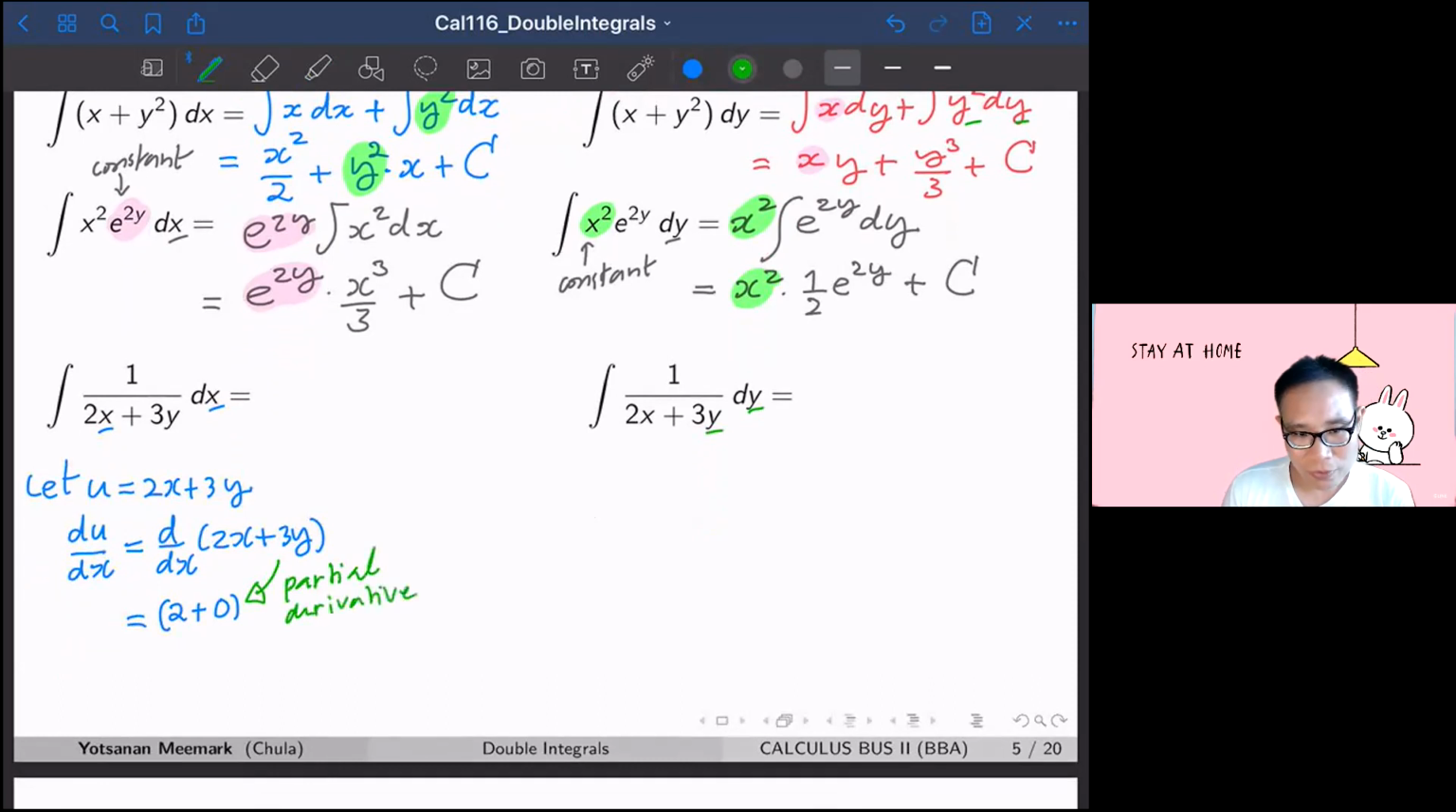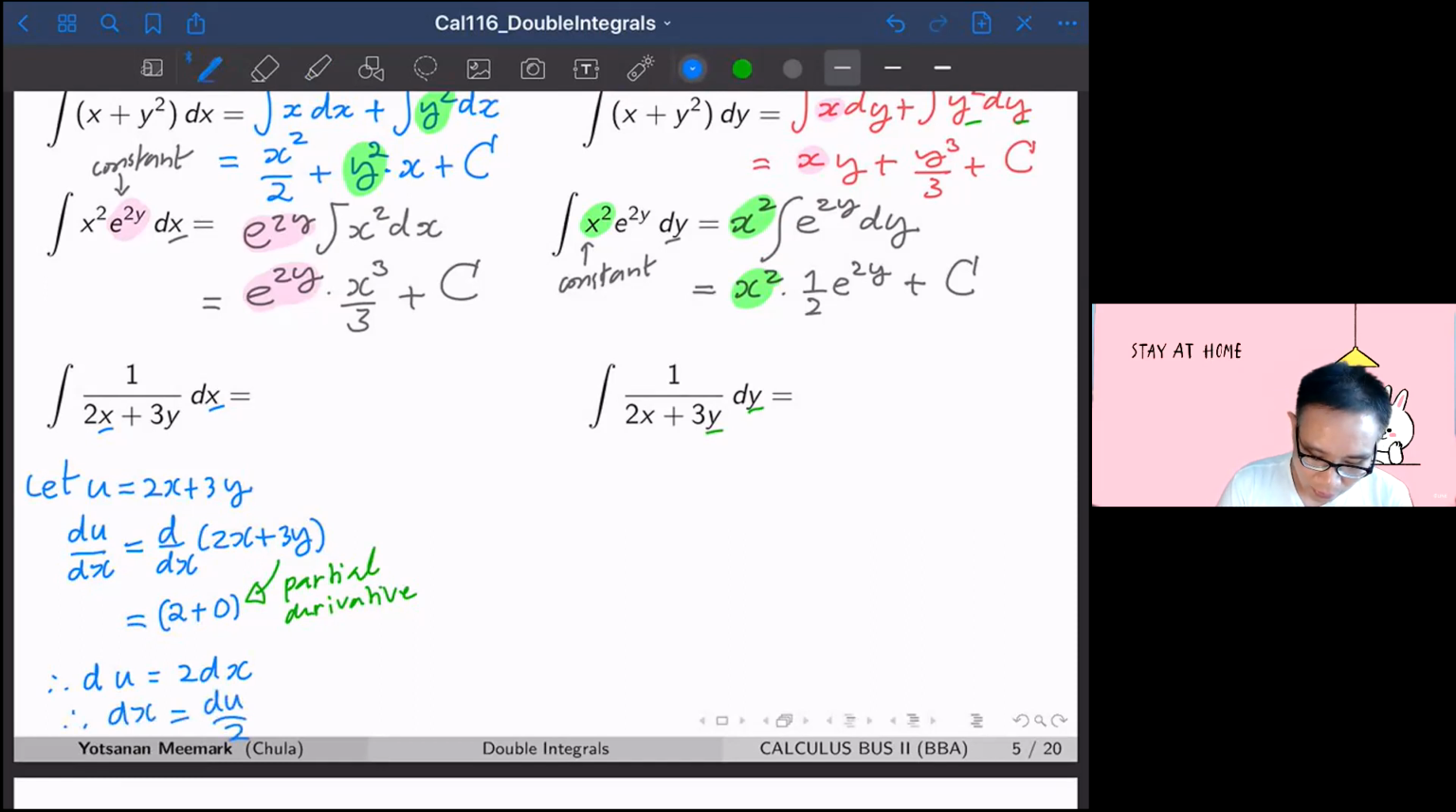No need to worry about anything. It's just like you differentiate before, when you are differentiating with respect to x but you see y. And you get du equals 2 dx. So you get dx equals du over 2.